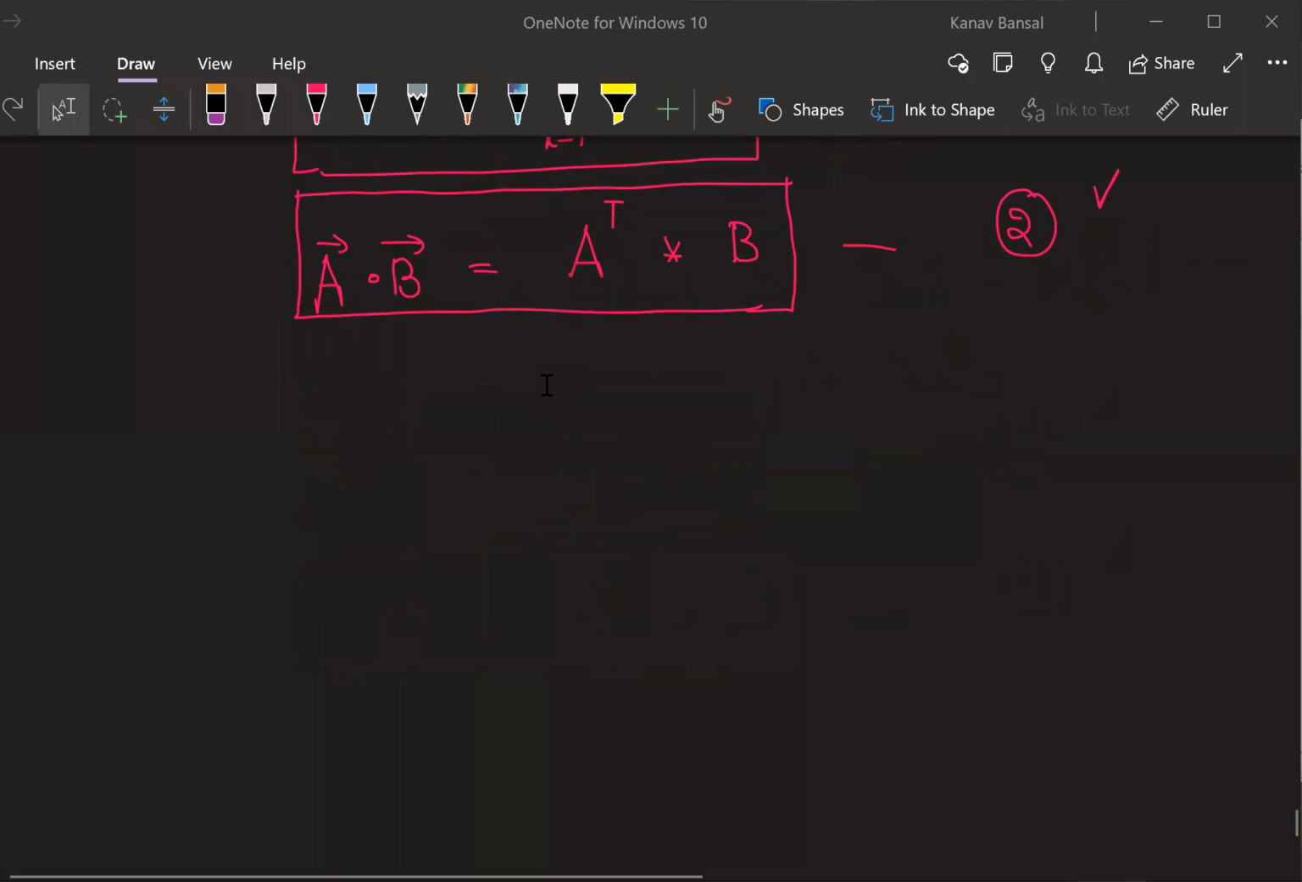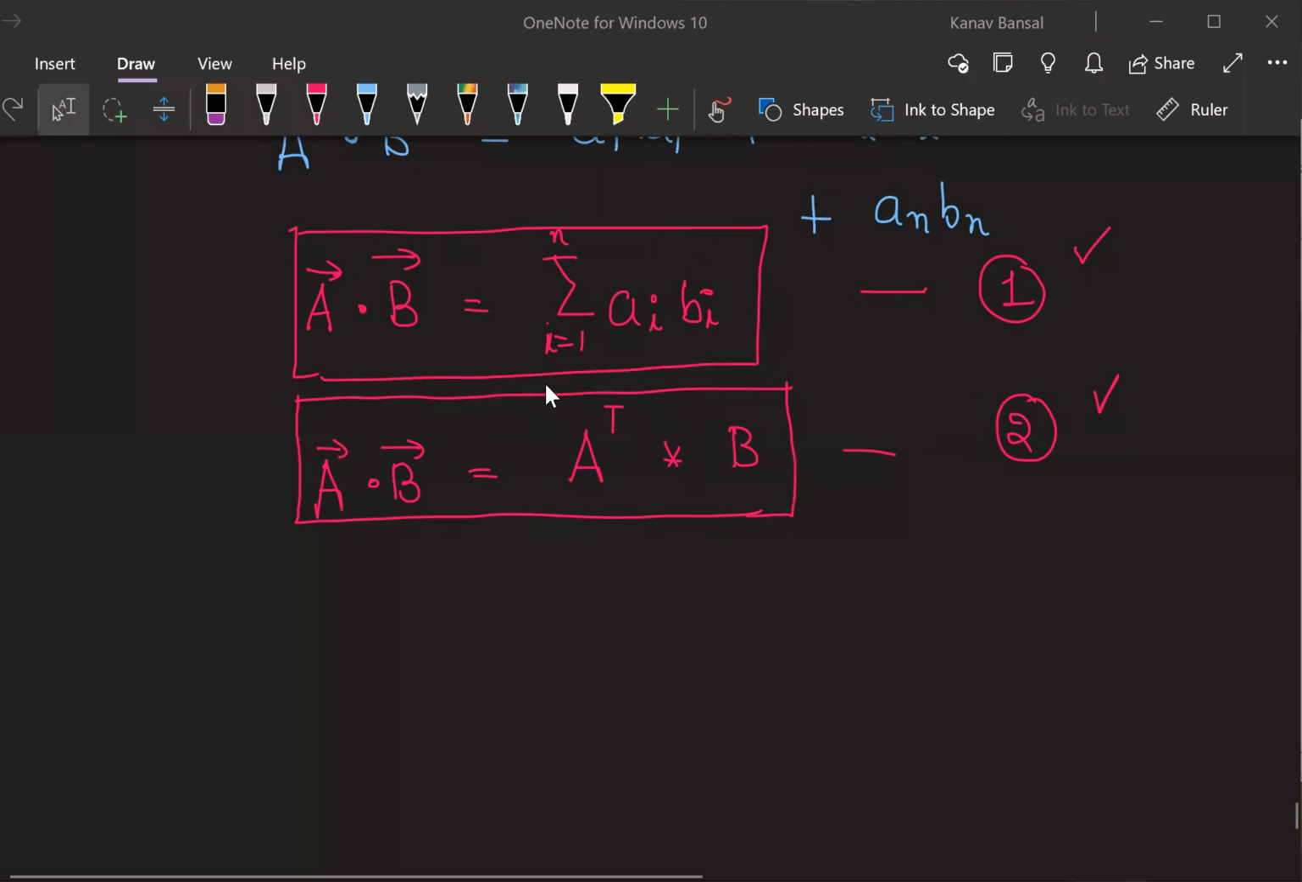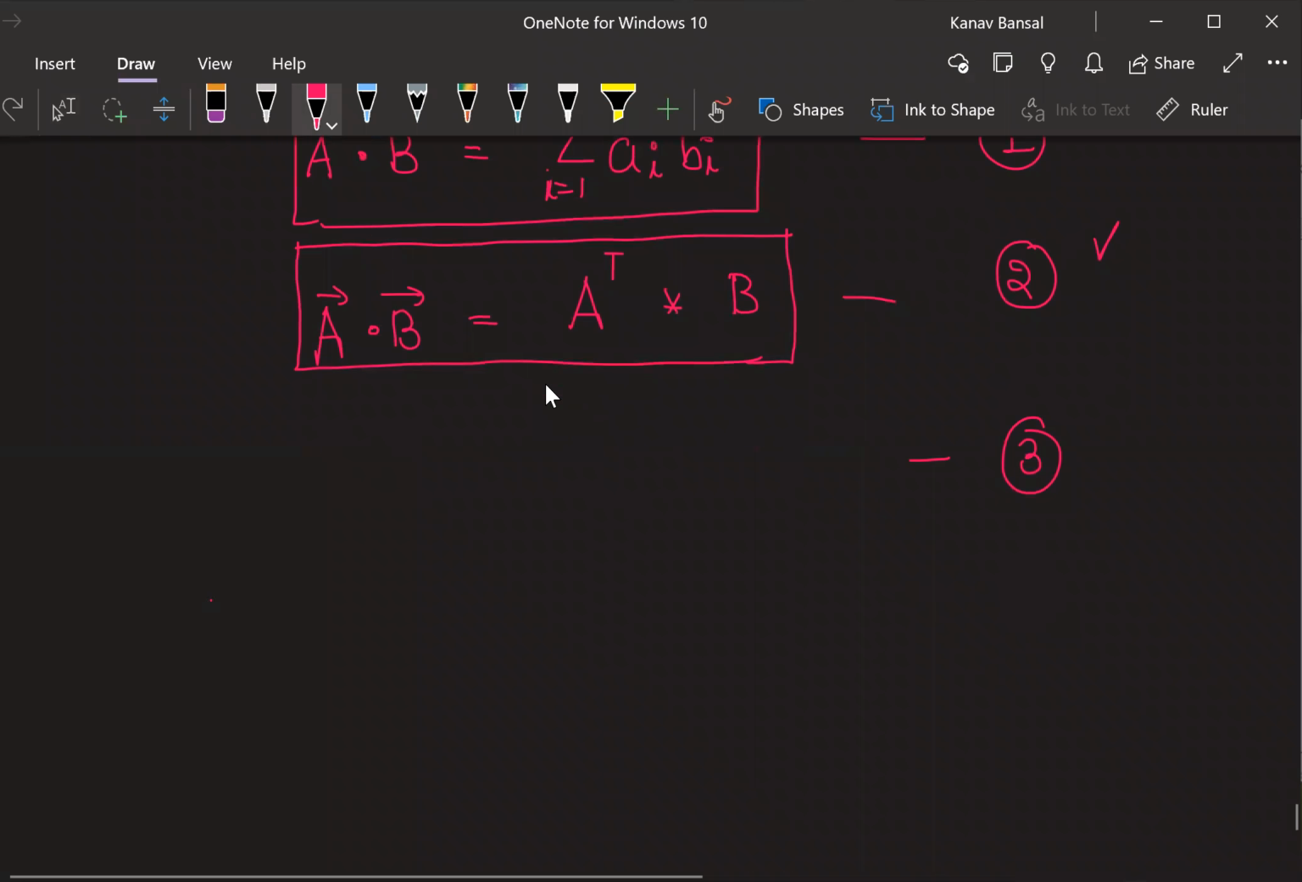Now, moving on to the next concept. Let me try to give you another equation here. Let me not go into the details of that equation. Let's only try to talk about this third equation. Before going into the third equation, let me try to draw a diagram.